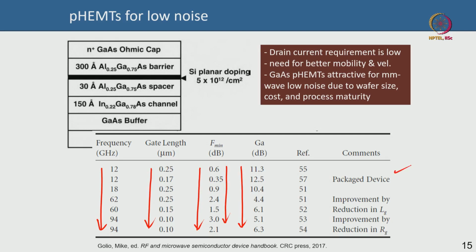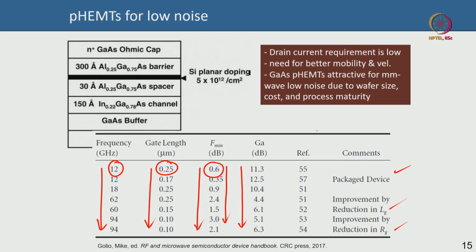And you can see these are package device, reduction by LG, reduction by RG, etc., different reports by different groups in industry or academia. But the key point here is that you can get to noise as low as 0.6 dB noise figure. That is a really impressive noise figure for a frequency of 12 gigahertz, okay, and you are using a gate length of 250 nanometer.